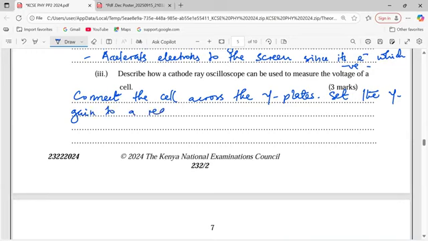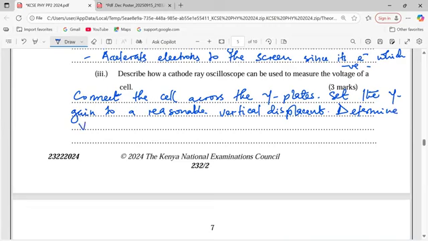Set the Y gain to a reasonable sensitivity or a reasonable vertical displacement. Then once you complete the switch, you can now determine voltage using the formula.